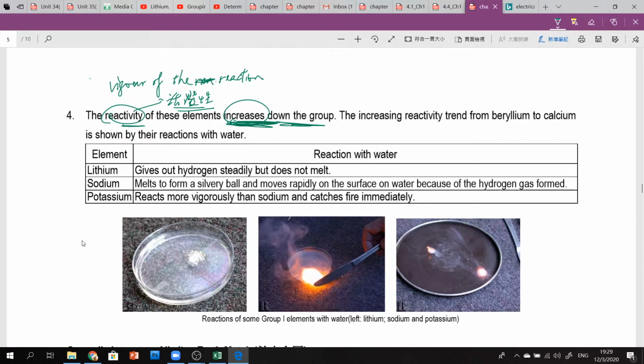The increasing reactivity trend for group 1 metals, from lithium to potassium, is shown by the reaction with water. Down the group, you will see a more vigorous reaction. So this is what we talk about for group 1 metals.